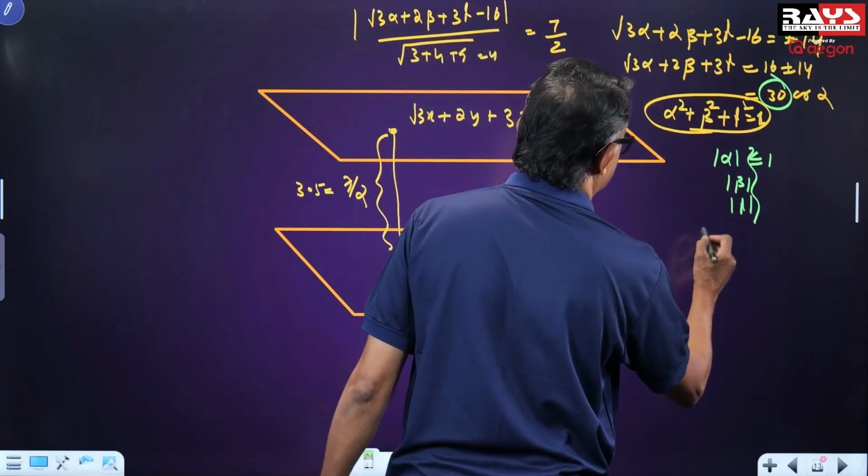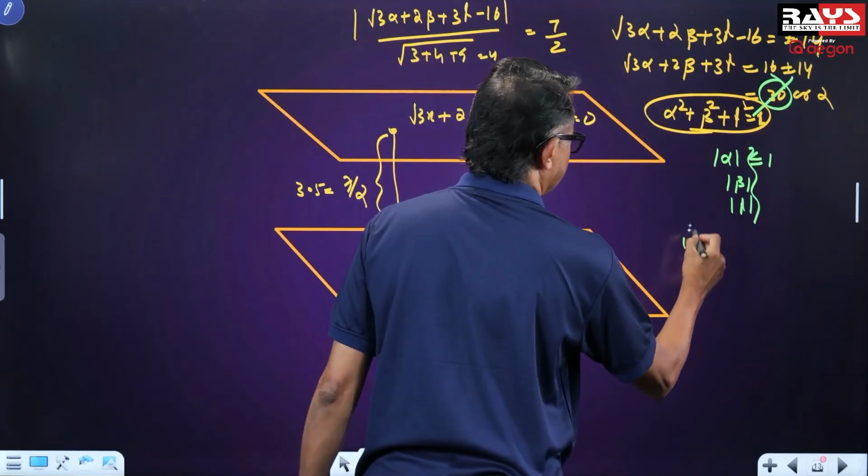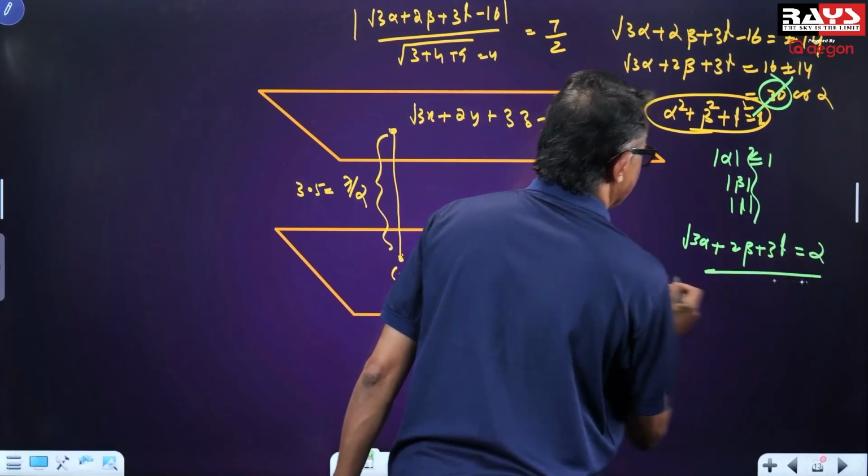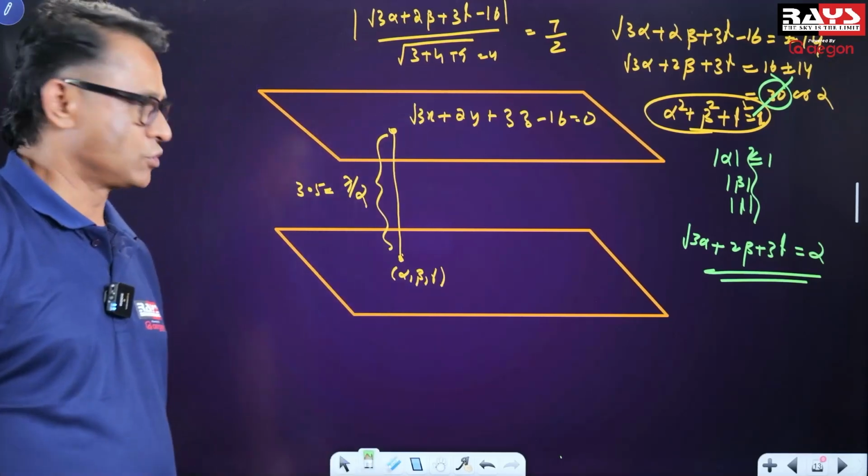So we have to take root 3. So 30 is ruled out. So root 3 alpha plus 2 beta plus 3 gamma should be 2. Okay, let it be there.